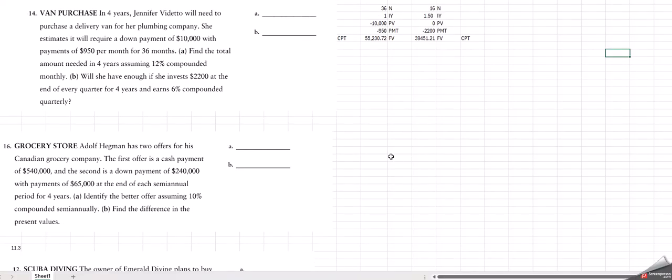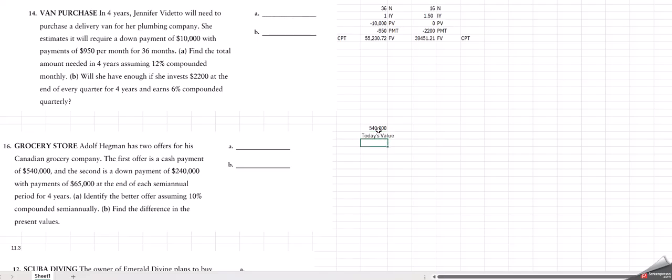So then we'll go down to this next one, and that ends section 2. Adolph Hegman has 2 offers for his Canadian grocery company. The first offer is a cash payment of $540,000. So that is already today's value, so we don't have to do anything to that number.